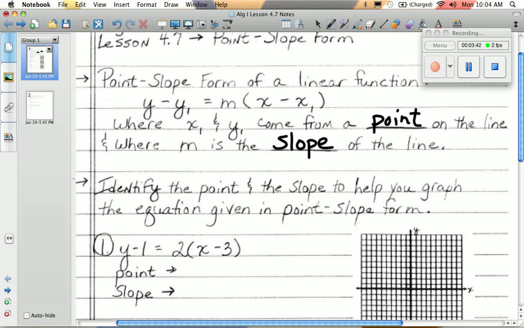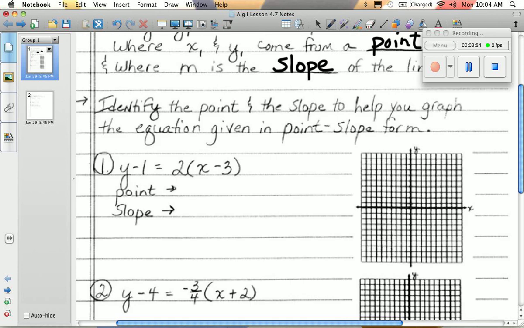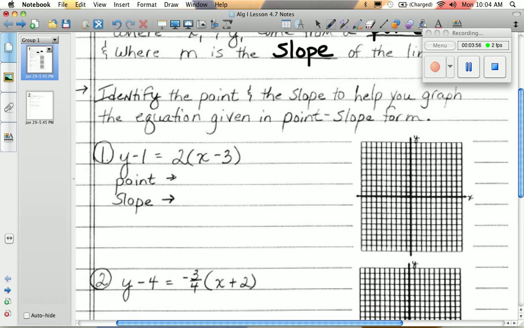Really just taking that and, like Abby said, you can make it into a proportion, do your cross products, and we have that equation rearranged so it looks like our new form called point-slope form. So the first thing we're going to do is we're going to be given an equation in point-slope form. We're going to pull information out of it to help us graph the equation.